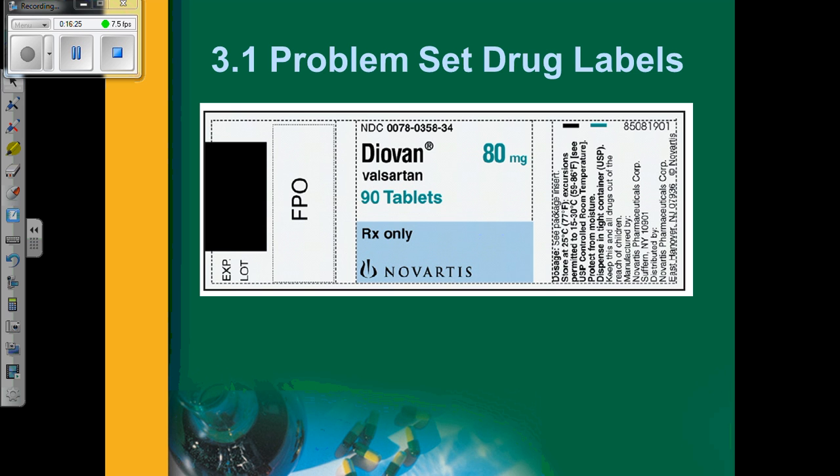So for this one, what is the brand name? Brand name would be Diovan. Your generic name is located here. Of course, the dosage form. Dosage would be tablets. The strength is going to be 80 milligrams. Total quantity of those tablets is 90. Your storage requirement is going to be room temperature. Okay, store at 25 degrees Celsius. That is room temperature. Your manufacturer is going to be Novartis. And the NDC number is 00780358-34.